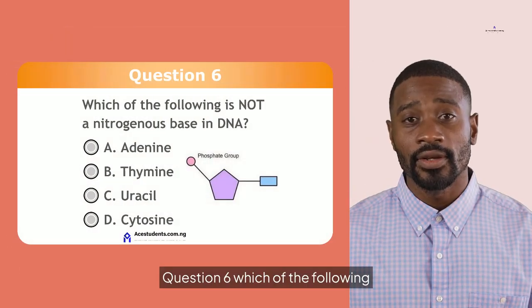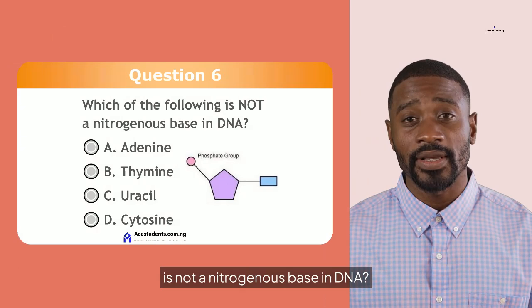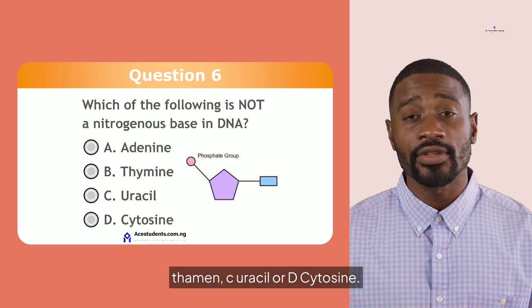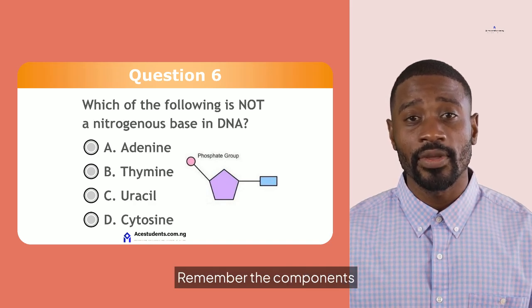Question 6. Which of the following is not a nitrogenous base in DNA? Choose from A. adenine, B. thymine, C. uracil, or D. cytosine. Remember the components unique to DNA.